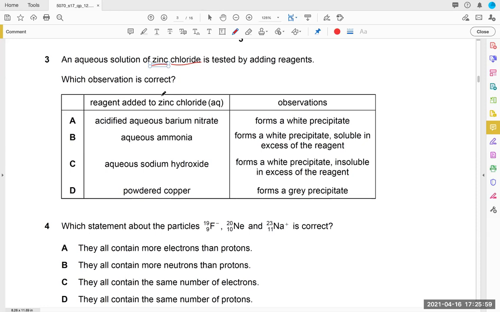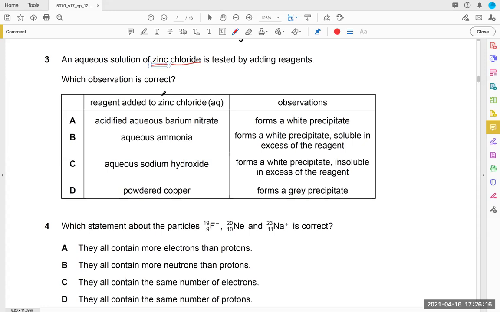So reagents added to zinc chloride, acidified barium nitrate. Barium nitrate is a test for sulfate. Why? Because barium sulfate is white. In this one, barium nitrate will react and form barium chloride, which is going to be soluble in water, so there won't be any precipitate forming.